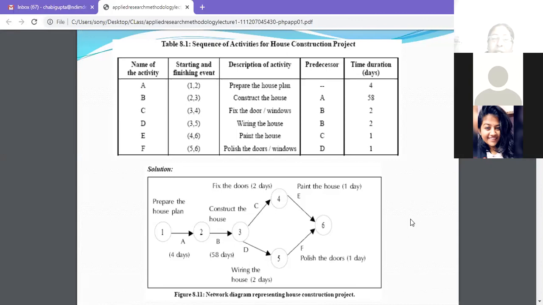So draw this diagram. Take a paper and pen and draw it. The time duration is given to you. How much time does each activity take? Activity A takes 4 days. Activity B takes 58 days. Activity C takes 2 days. D again takes 2 days. E takes 1 and F takes 1.